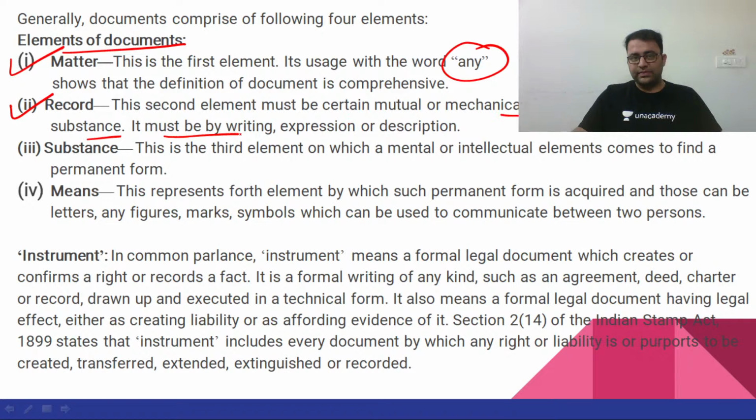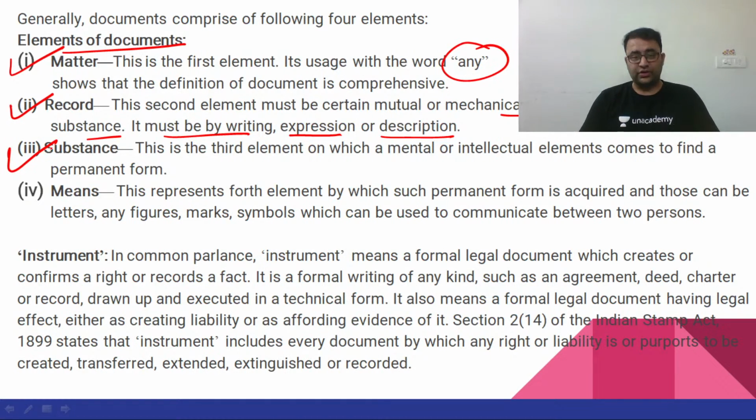That is paper. It must be by writing, expression, or description, or it could be typed, it could be painted, it could be whatever. Okay, so then it has to be there. A blank piece of paper is not a document. Then you have substance. This is the third element on which a mental or intellectual element comes to find a permanent form. There should be substance.